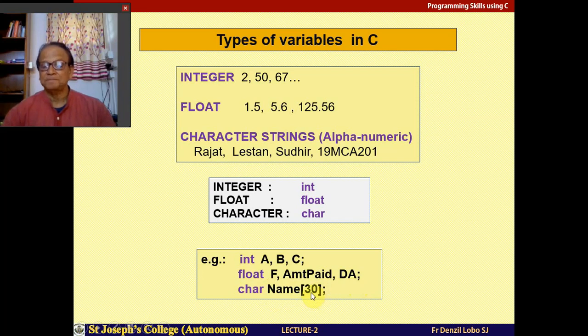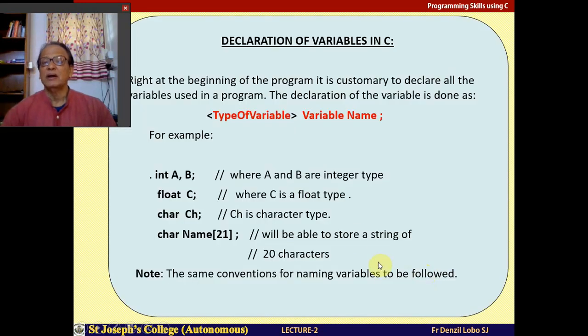Please remember that we are going to deal with that. Because I want to enter a name, an alphanumeric string, it is not just one character, but there may be 20 characters, 30 characters. So this says this is a character string variable, and the name of that variable is name, and it is 30 characters long.